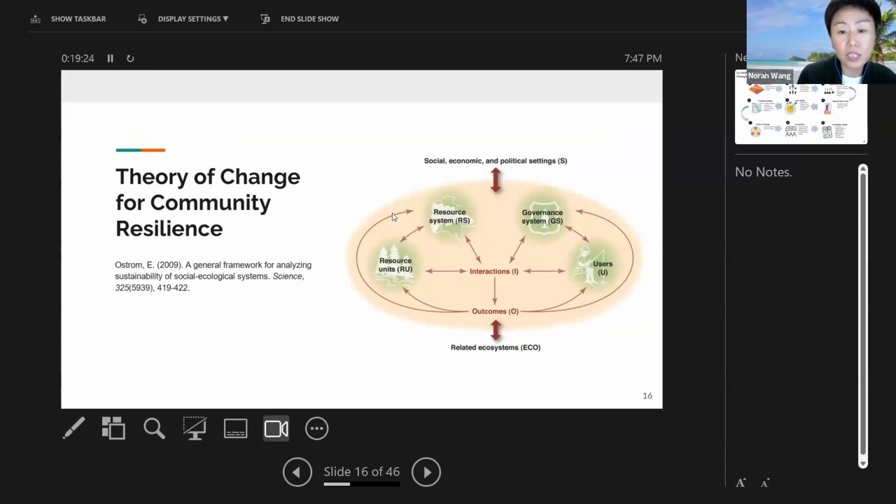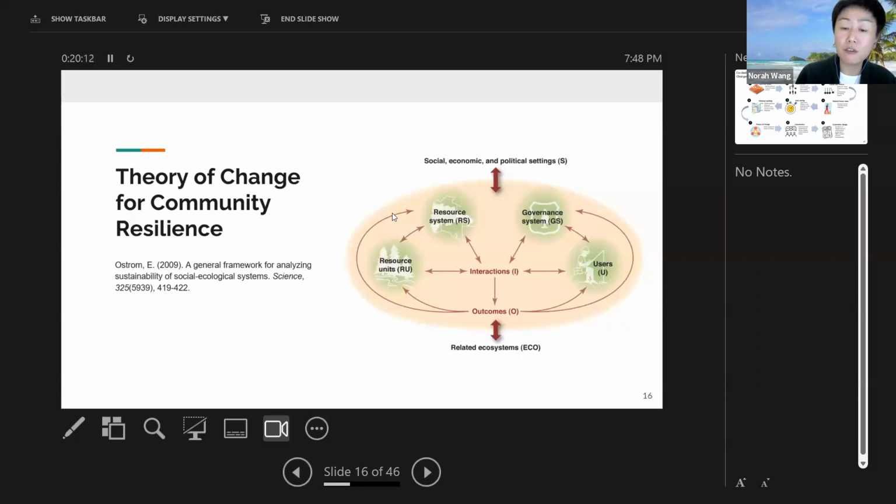I won't go into details because this is the work of Elinor Ostrom, who won the Nobel Prize for her work on community resilience. She looked at how community members come together to manage shared resources, because based on her research, there is so much overuse of shared resources that leads to, for example, the climate crisis, all these urban challenges, and also the natural resource crisis. So in order to fix that, she looked at how community members come together and build up a kind of governance system, to work together and manage resources, right?